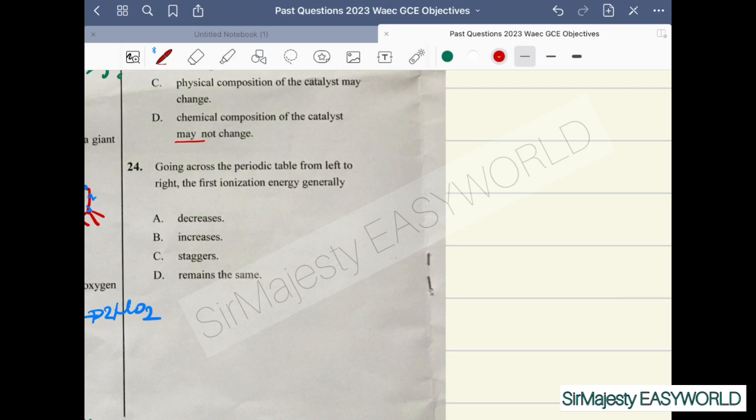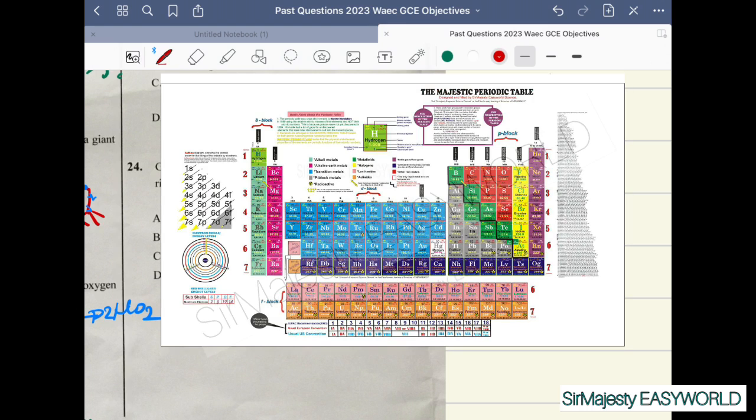Question 24 says, going across the periodic table from left to right, the first ionization energy generally does what?